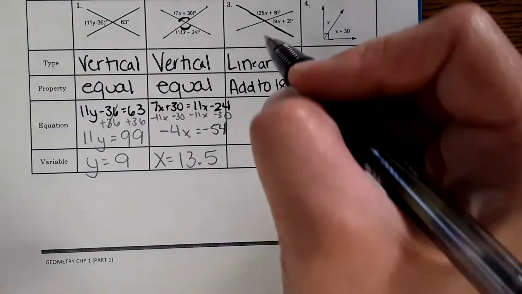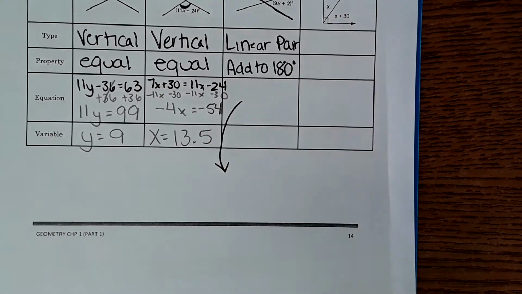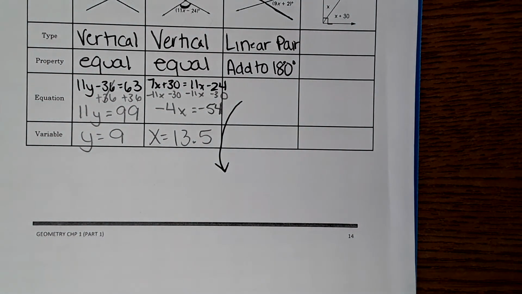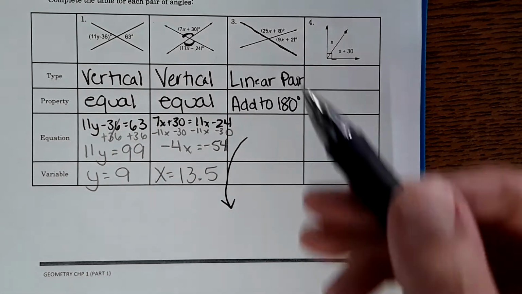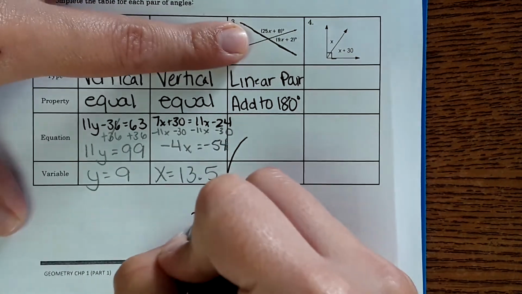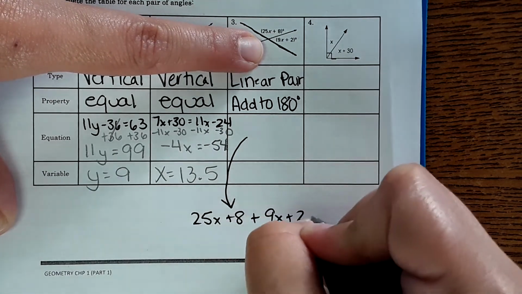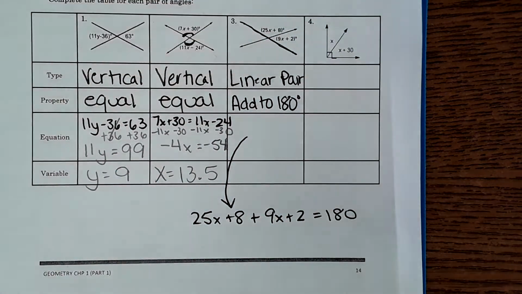And the work for this isn't going to fit in the box, so I'm just going to bring it down here. So what we have to do is take these two expressions and put them equal to 180. So I'm going to start with the first one, 25x plus 8 plus 9x plus 2, and then equal to 180.